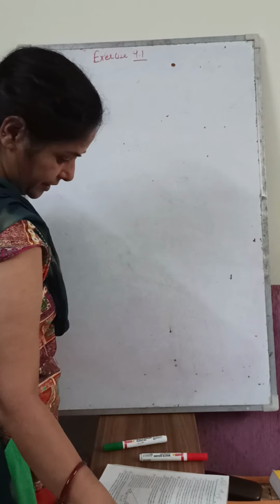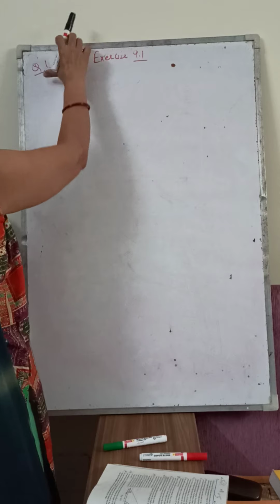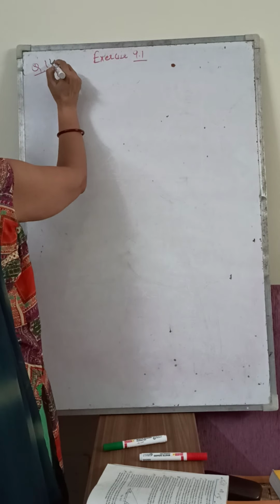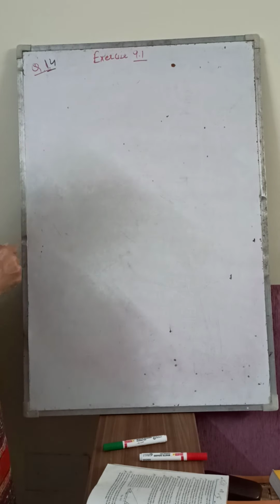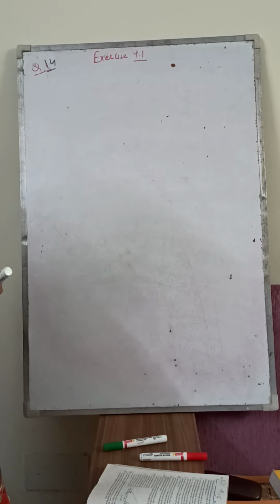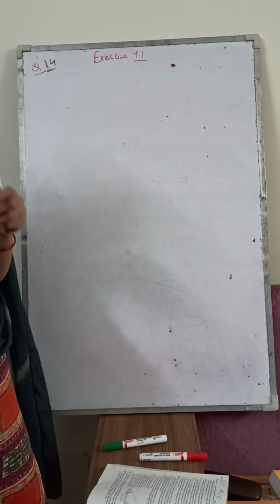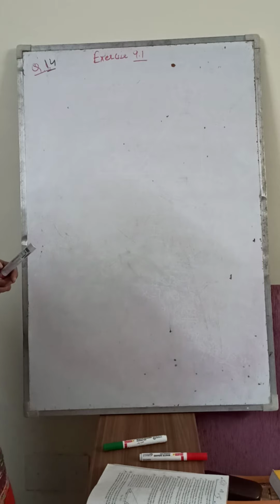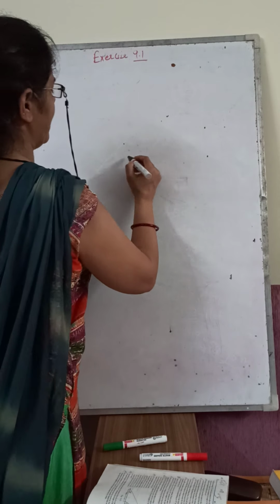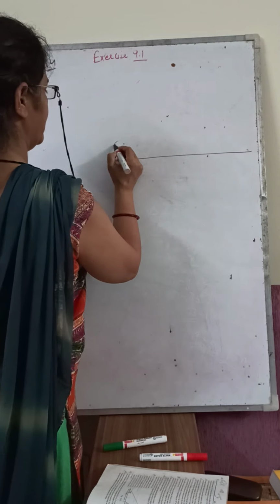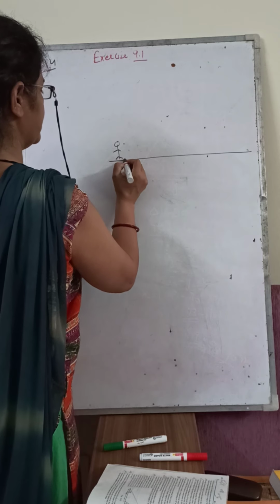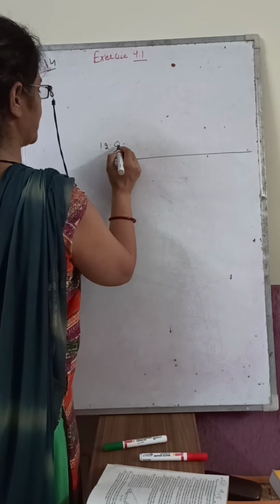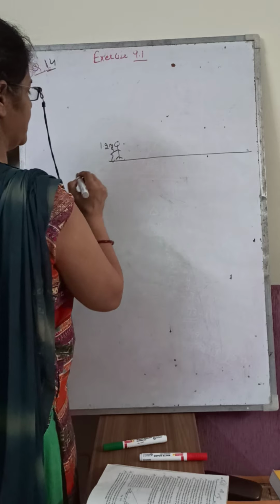In question 14, the statement is a 1.2 meter tall girl spots a balloon. Here we have a girl, and this girl is 1.2 meter tall. Clear?